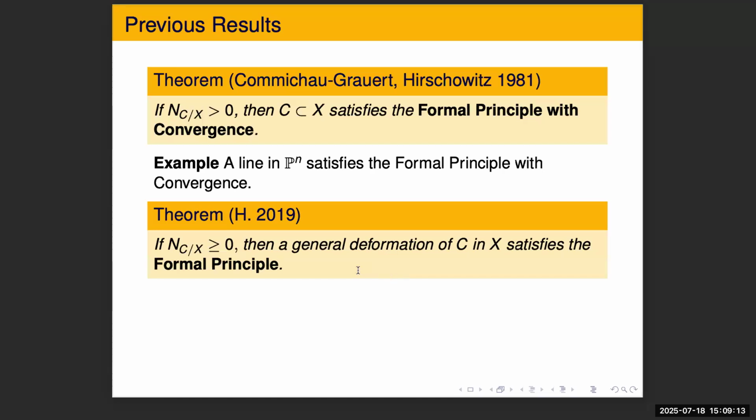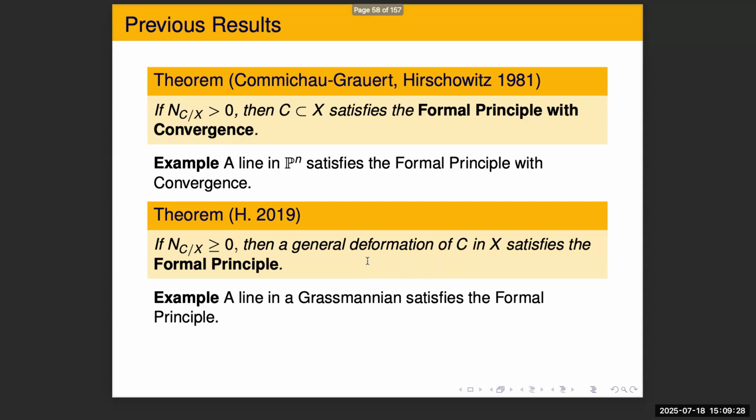But here I need to assume that, instead of the originally given curve C, we need to consider a general deformation of the curve. So a general deformation of the curve satisfies the formal principle. So for example, a line in the Grassmannian satisfies the formal principle.